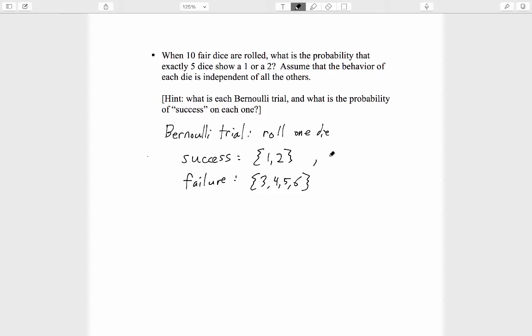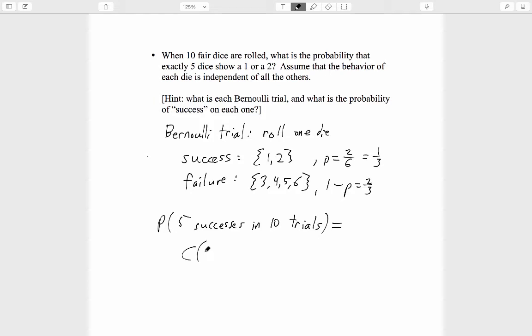Setting it up this way, where a 1 or a 2 is thought of as success, there is a 2 out of 6, which is 1/3 probability of a success on a single Bernoulli trial, and therefore a 2/3 probability of failure on a single Bernoulli trial. Our question is about the likelihood of 5 of these successes in 10 trials. So n equals 10, k equals 5.